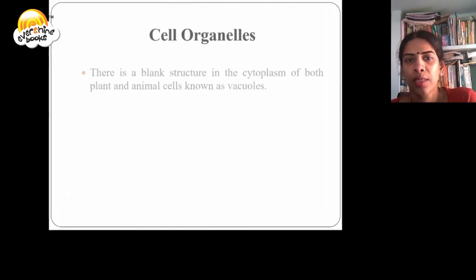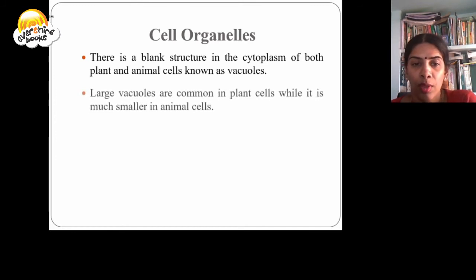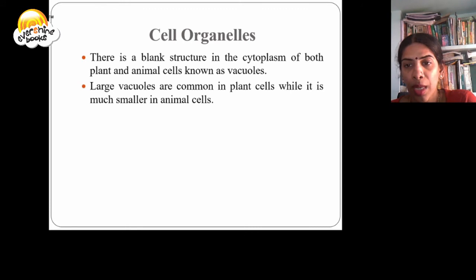Cell organelles. There are blank-looking structures in the cytoplasm of both plant and animal cells. These are known as vacuoles. Large vacuoles are common in plant cells, while they are much smaller in animal cells.